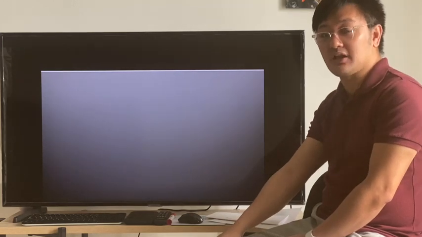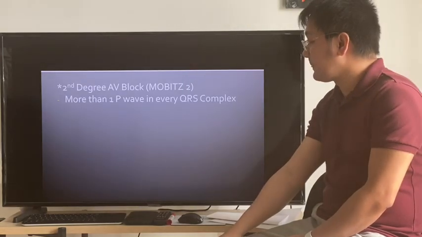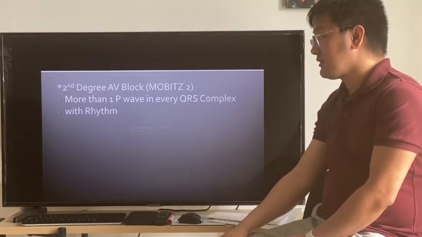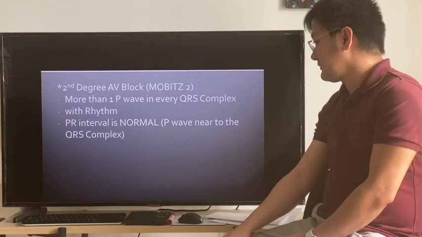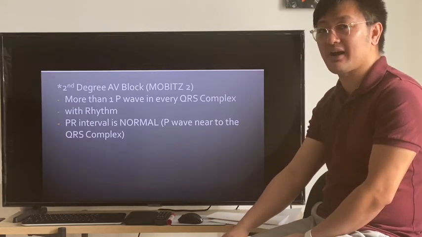But if you have more than one P wave in every QRS, but the PR interval is normal, if you use the P wave nearest to the QRS, that is your second degree AV block Mobitz 2. More than one P wave in every QRS, usually the rhythm is regular. If you use the P wave near to the QRS complex, you will get a normal PR interval.